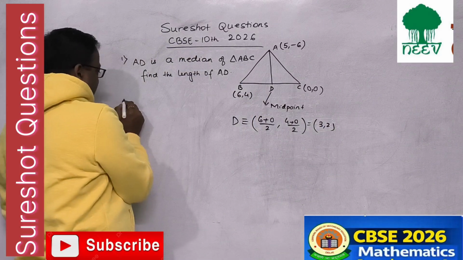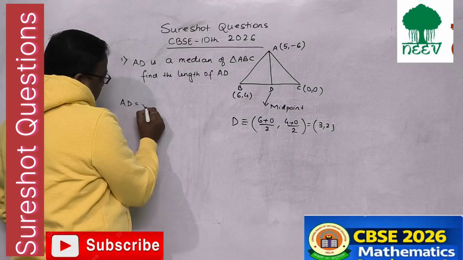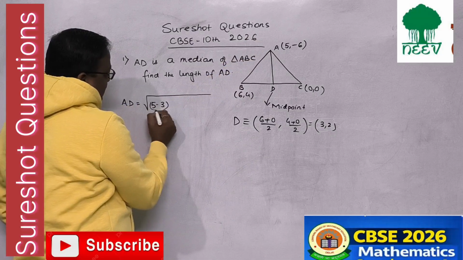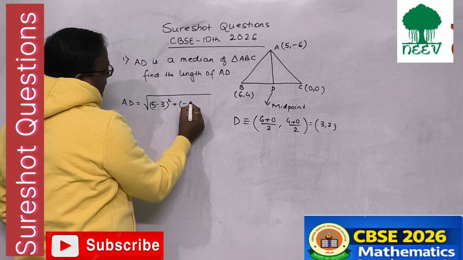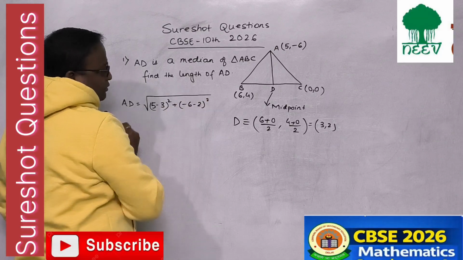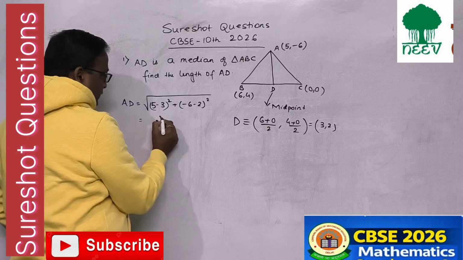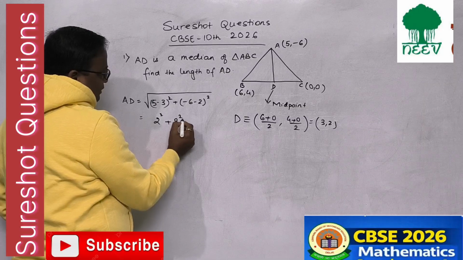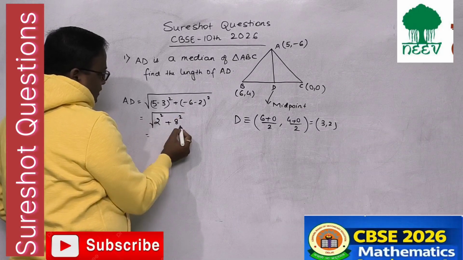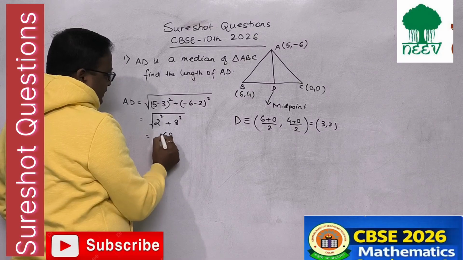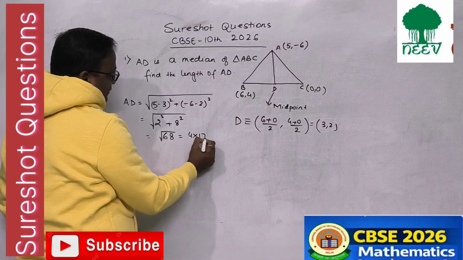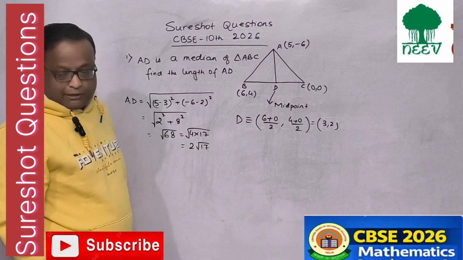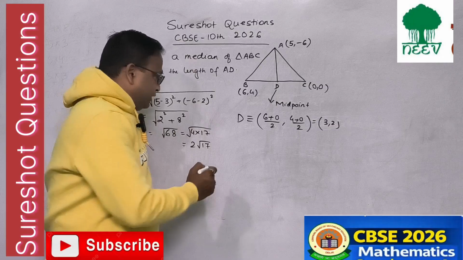Now, we need to find the length of AD. So, we'll use the distance formula: 5 minus 3 whole square plus minus 6 minus 2 whole square. So this comes to 2 square plus 8 square, which is 64 plus 4 is 68. We can write it as, so this will become 2 root 17. So our answer is 2 root 17 units.